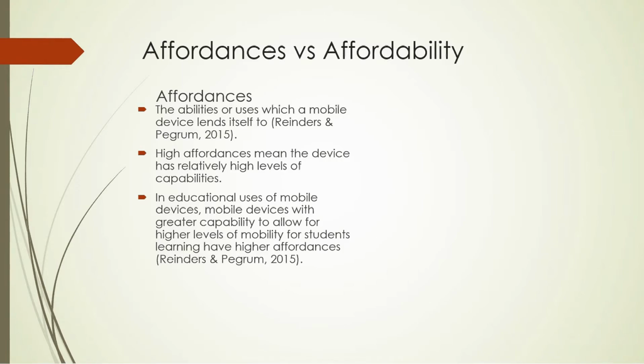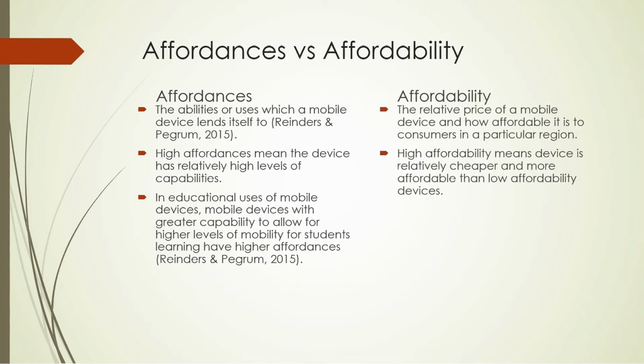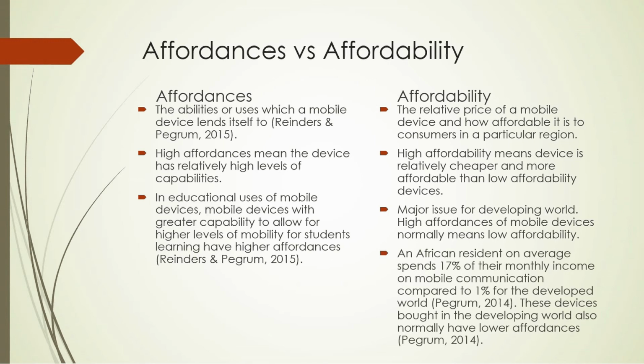A big part of mobile device ownership and usership is affordances and affordability. Affordances are the abilities or uses which a mobile device lends itself to. High affordances mean the device has relatively high levels of capabilities, and high affordance mobile devices lend themselves to greater ability for mobile learning. Affordability is the relative price of a mobile device and how affordable it is to consumers in a particular region. High affordability means devices are relatively cheaper and more affordable than low affordability devices. This is a major issue for the developing world, as high affordances on mobile devices normally mean low affordability, such as 2G compared to 3G.